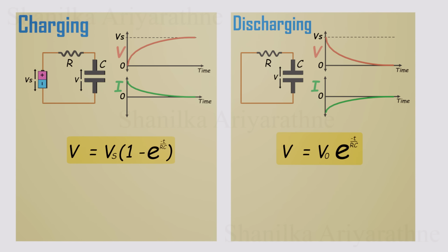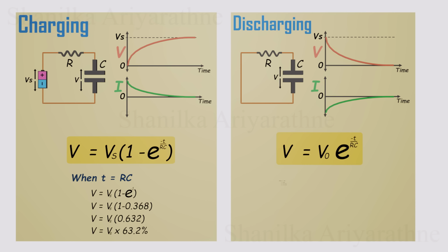Now, let's compare the charging and discharging of a capacitor. First, take a look at the charging equation. When a capacitor is charging, the voltage across it follows this formula. Now, what happens after one time constant, when time t equals R times C? At that point, the exponential part of the formula becomes about 0.368. So the equation simplifies to V is Vs times 1 minus 0.368, which equals Vs times 0.632. This means that after one time constant, the capacitor's voltage has reached about 63.2% of the supply voltage. And that's where this magical 63.2% number actually comes from.